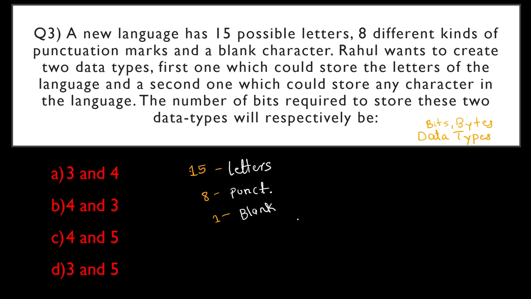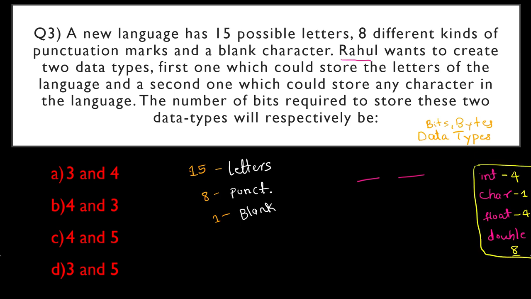Okay, now what is the problem is, there is a guy named Rahul who wants to create two data types. We have integer, character, float, and double in C language, and we know the size of these different data types. For example, integer has 4 bytes, character has 1 byte, float again has 4 bytes, double has 8 bytes. It is the size of these data types, right?